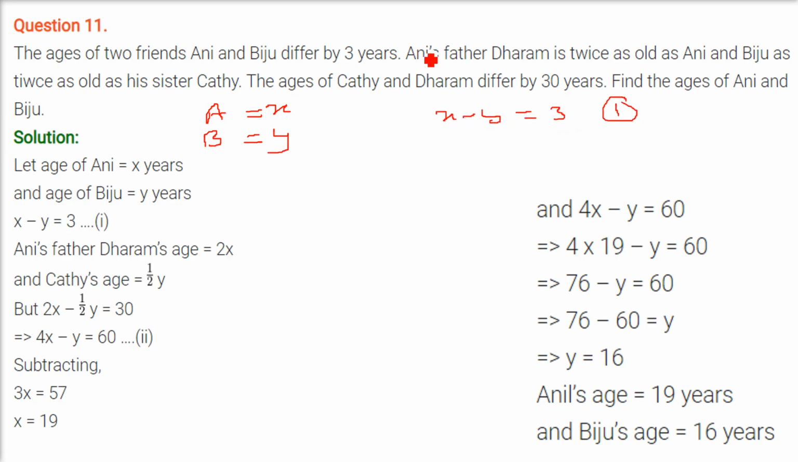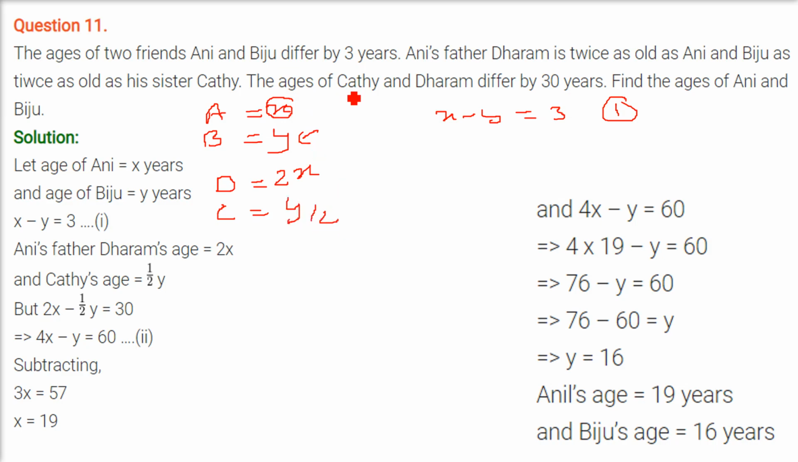Now Annie's father Dharam is twice as old as Annie. So if x is Annie's age, father will be 2x because he is twice as old. Then Kathy, the sister, is also there. Biju is twice as old as his sister. Now Kathy will be what? Because Biju is y, Kathy will be y by 2.